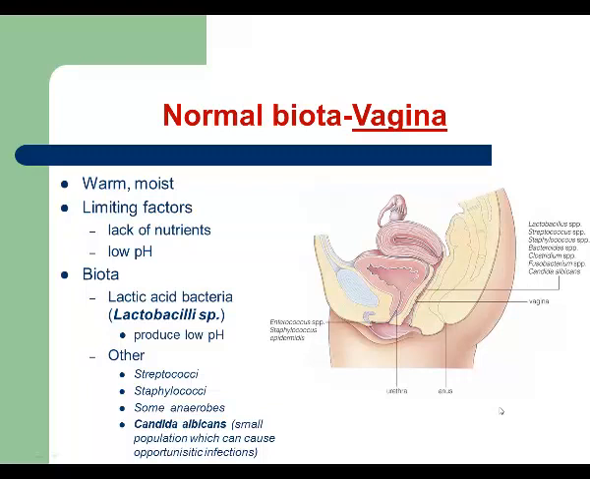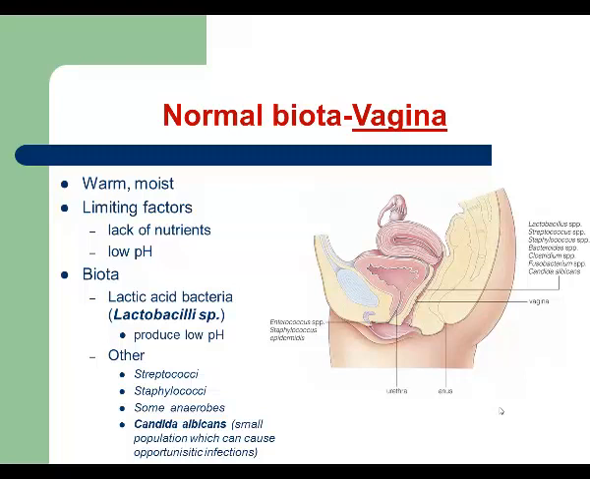The next area or site of normal biota is the vagina. It is a warm and moist environment, so that is a favorable part for microorganisms, but there are not too many organisms living there. Why? Because there are limiting factors. First of all, lack of nutrients. There are not too many nutrients there for microorganisms to grow.